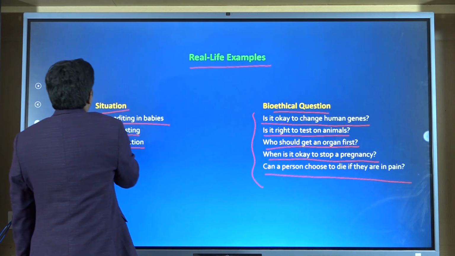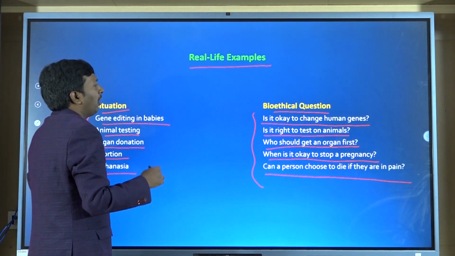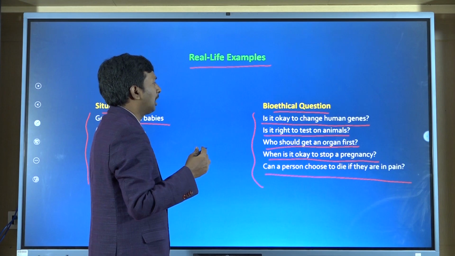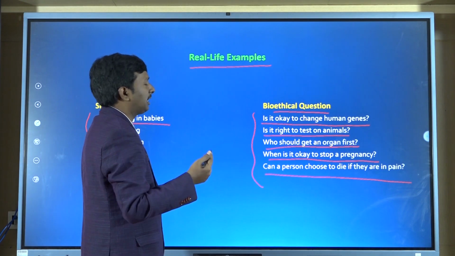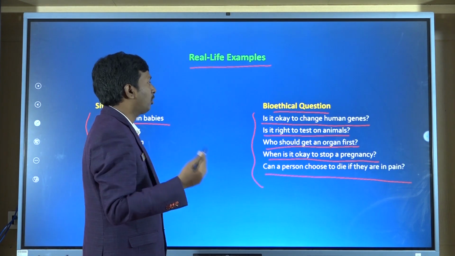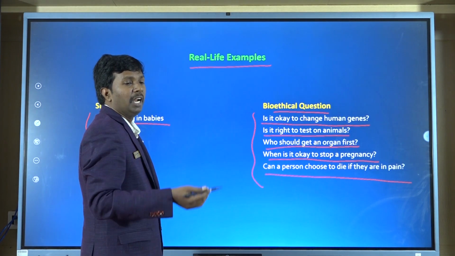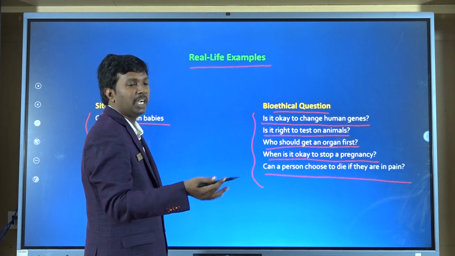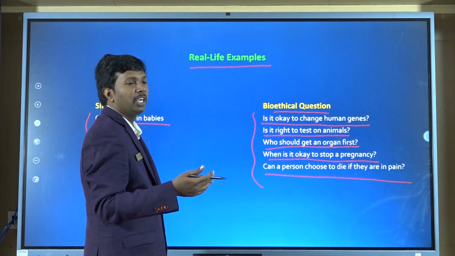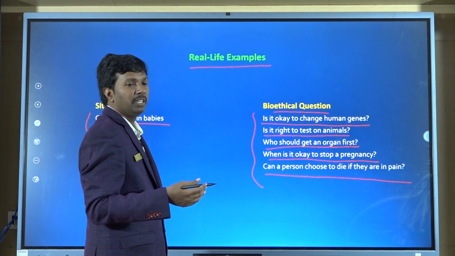So here are different bioethical situations. We have to think about all these bioethical questions. We have to answer ourselves whether it is right or wrong. When a situation comes, when we are working in a different profession, with different science and technology, before doing any task we have to think ourselves, is it right or wrong.